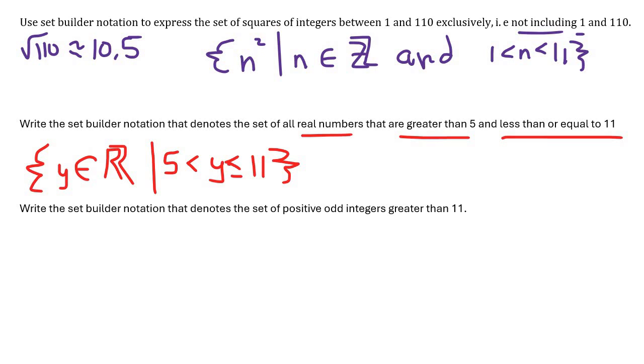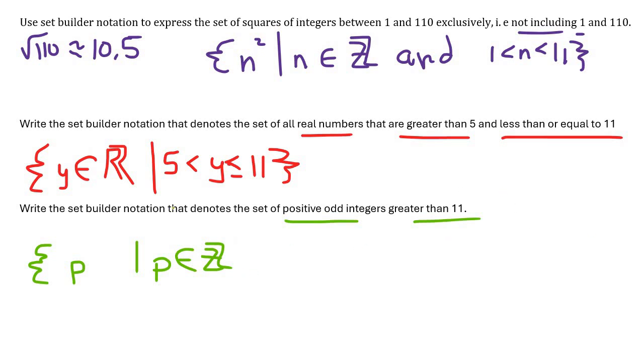And the last one is to write the set builder notation that denotes the set of positive odd integers greater than 11. So let's understand real quick, we're going to use p here. p is going to be a part of the integers because it's going to be much, much easier to represent with an integer than anything else. And sometimes they might even use a little plus sign here if we just want all the positive values.